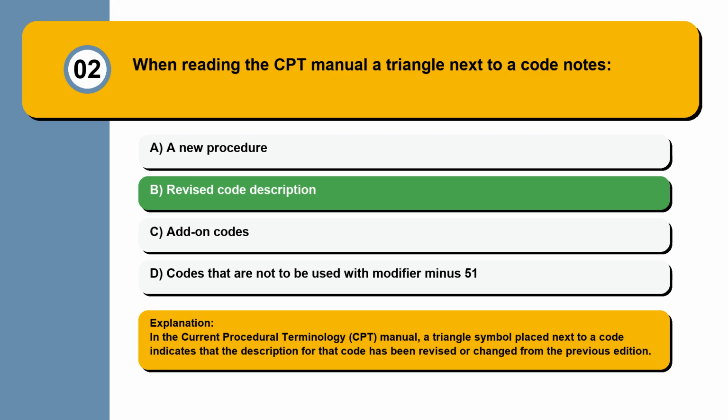Explanation. In the Current Procedural Terminology, CPT, manual, a triangle symbol placed next to a code indicates that the description for that code has been revised or changed from the previous edition.